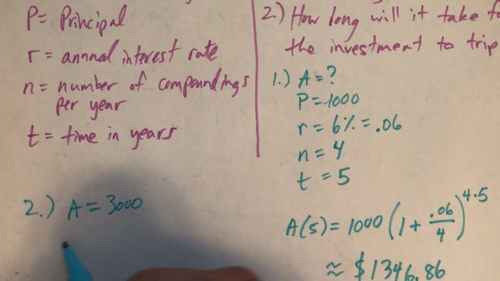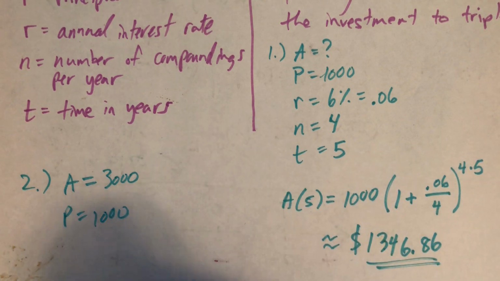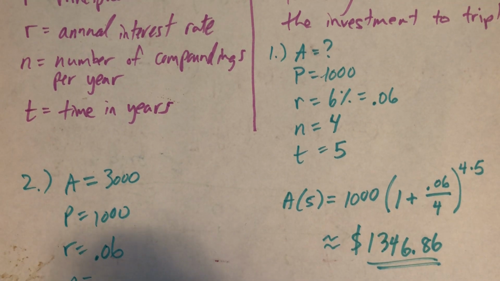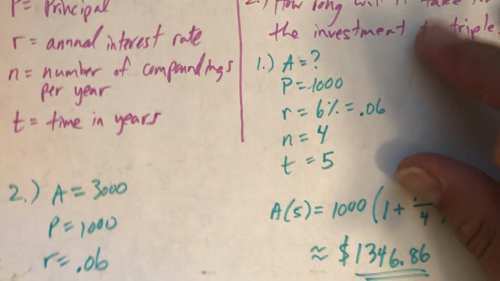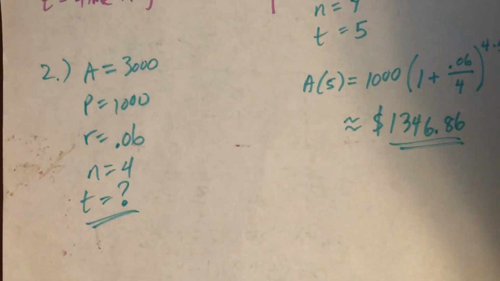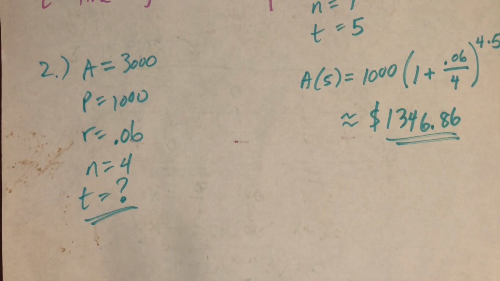Okay, and then our principal is the same, 1,000. Our rate is the same, 0.06. Our n is the same, so that's 4. And then our t, that's what we want to know. So we can do pretty much the same process here. We take all of these and plop them into our nice formula, right?